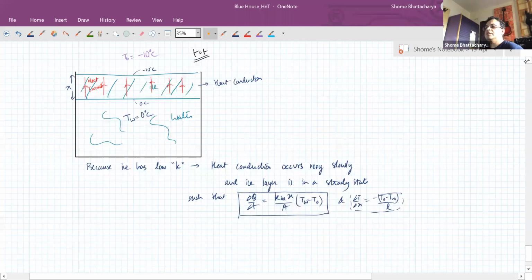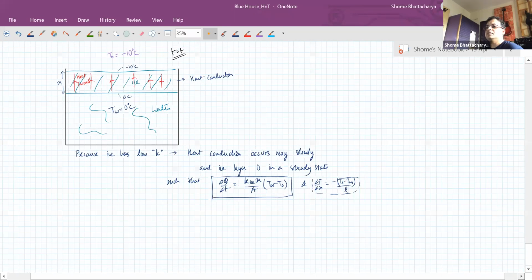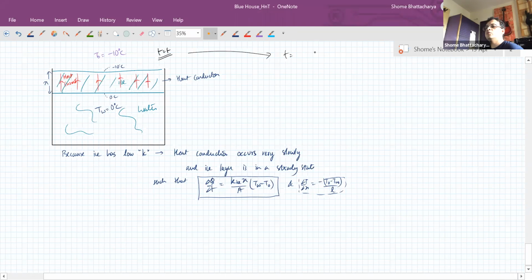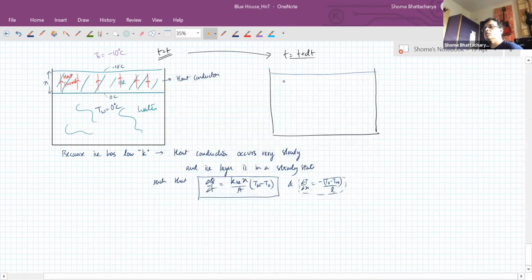So very short time later, a certain amount of heat has escaped from the system, from the water into the atmosphere outside. And that heat escape has resulted in what? The thickness of the ice layer would have increased. So in that time dt, the ice layer would have just got thicker by a small amount. So this thickness of the ice layer, instead of x, now it has gone to x plus dx. Okay, because that much heat has flown out.